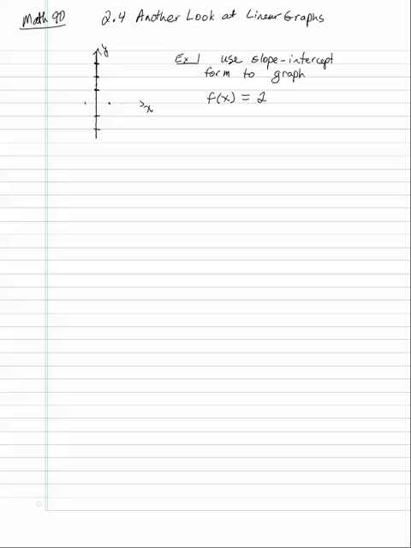Okay, so starting off, example 1 here. Let's say I asked you to use slope-intercept form to graph the line, the equation f of x equals 2. Remember, f of x is just y. So for slope-intercept form, we know it's mx plus b. Since there's no x term in here, it's 0x. So our slope is 0, which we can write as a fraction for a rise over run. And then the y-intercept is (0, 2).